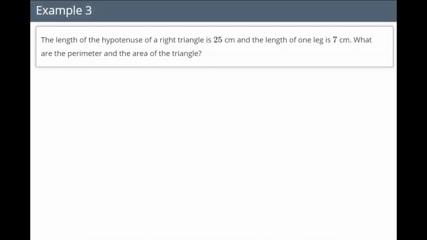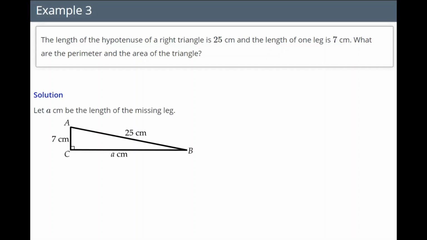Example 3. The length of the hypotenuse of a right triangle is 25 centimeters and the length of one leg is 7 centimeters. What are the perimeter and the area of the triangle? Well, what we do here is to draw a diagram. So we draw a right triangle and we put the information on.